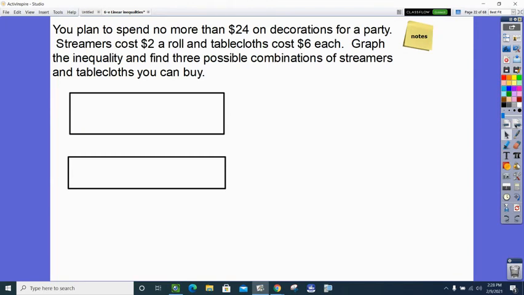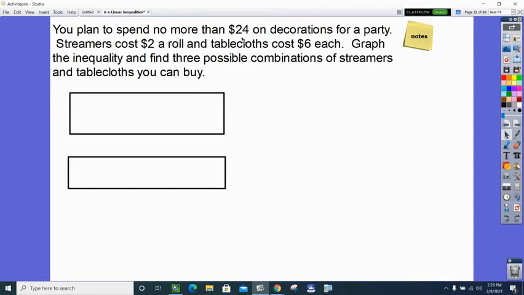Where is this used in the real world? So we're going to do a real world graph of an inequality. And to be perfectly honest, a lot of times inequalities make more sense in the real world than the equation. So, you plan to spend no more than $24. You don't think you're going to go in the store and come out with exactly no change, but you do have an upper limit on your budget. So inequalities actually make a little bit more sense, I think, in the real world.